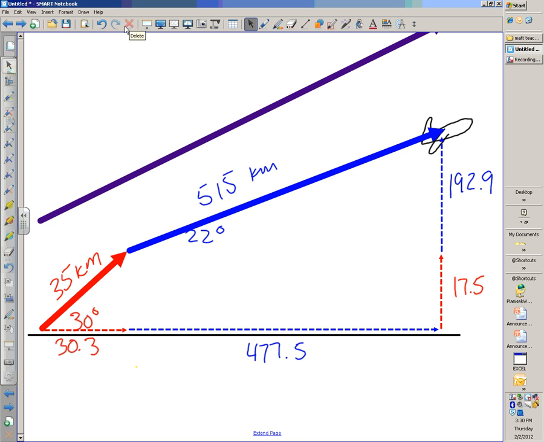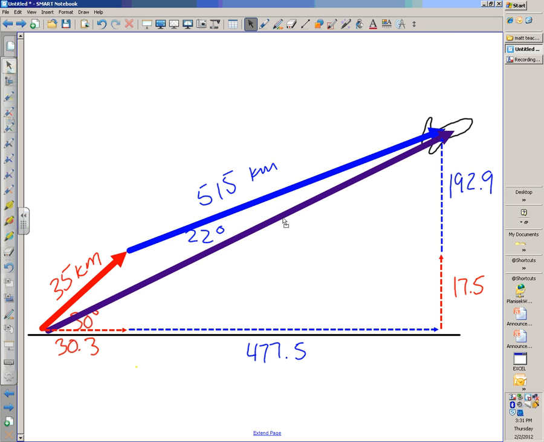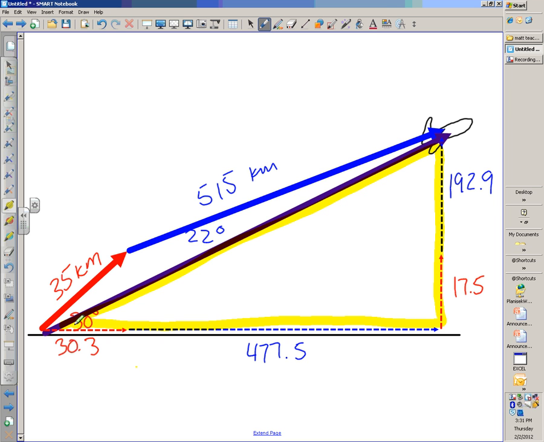And you'll see that if I bring back my purple vector, which we said represented the resultant displacement, the change in position from the beginning to the end, the purple vector should fit right there. And now if we look, this section, I've created a right triangle with the purple side as the hypotenuse of that right triangle.